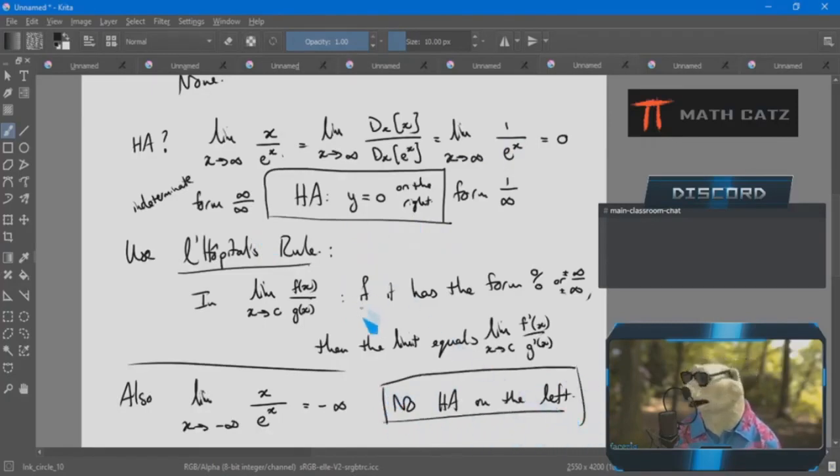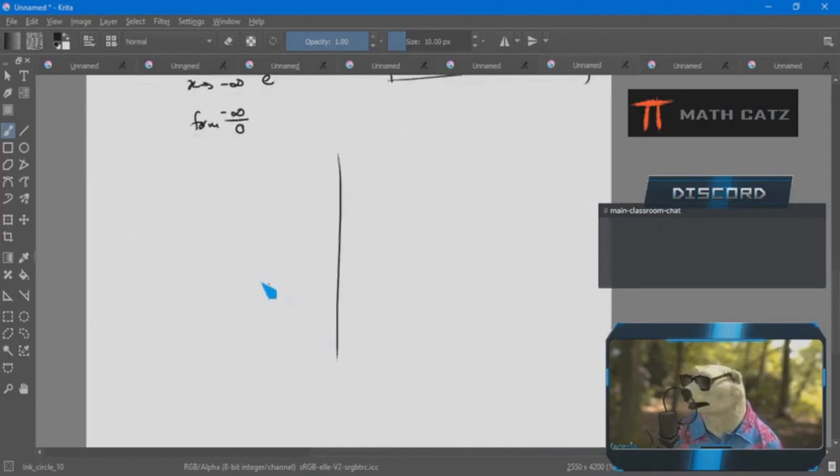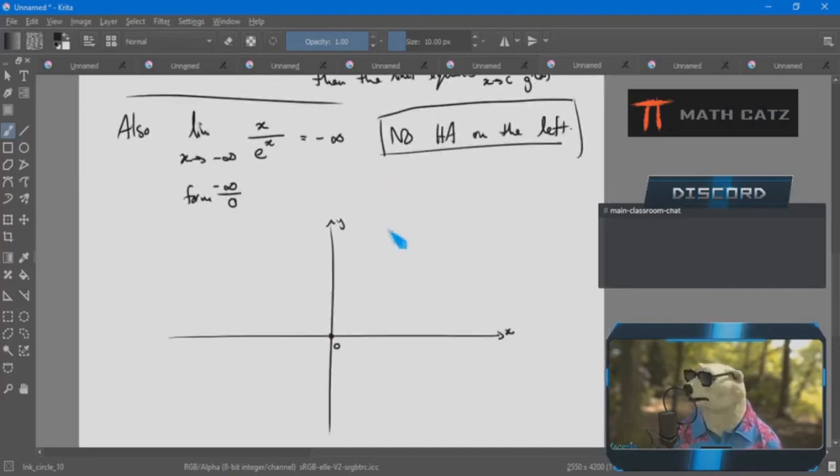Let's have a picture of what we have so far. There's my setup. I had a y-intercept of 0, if you remember. Now I have no horizontal asymptote on the left. In fact, it's going down on the left. I have a horizontal asymptote on the right. It is the x-axis, essentially. I don't know how exactly this is going to happen.